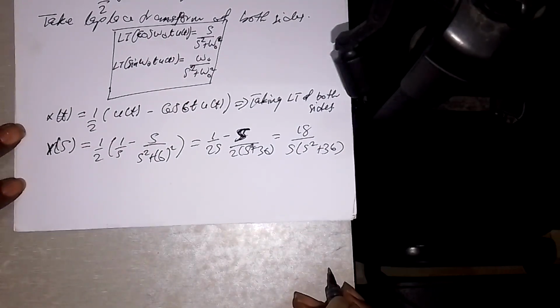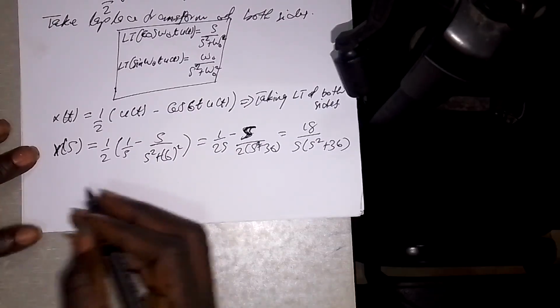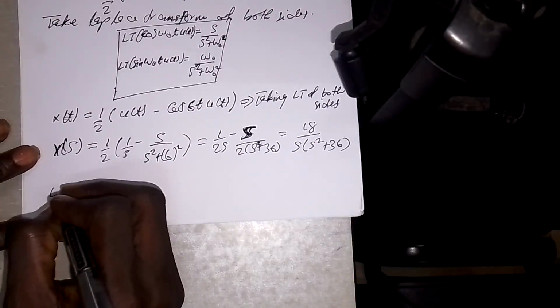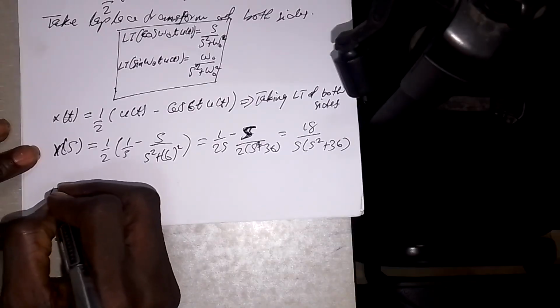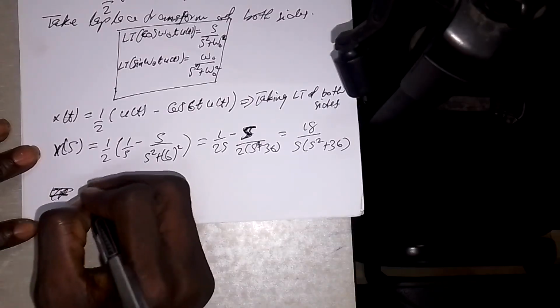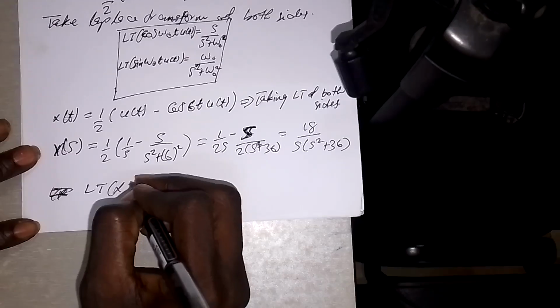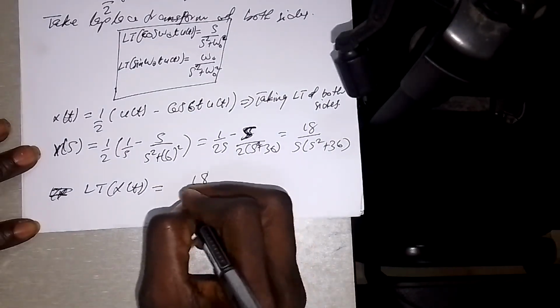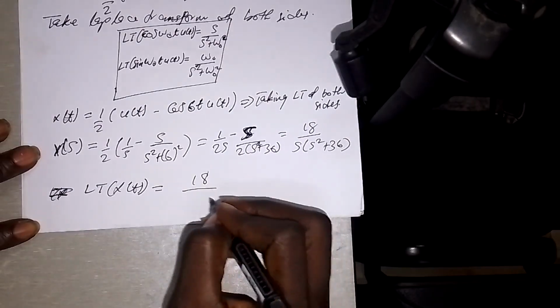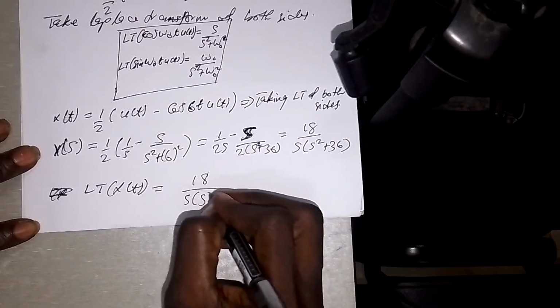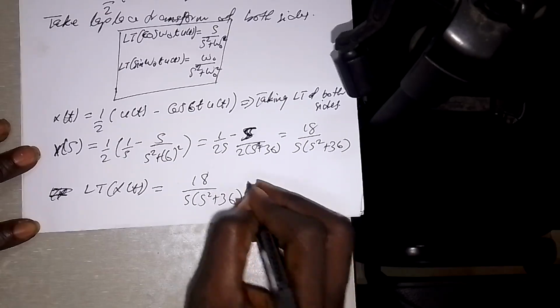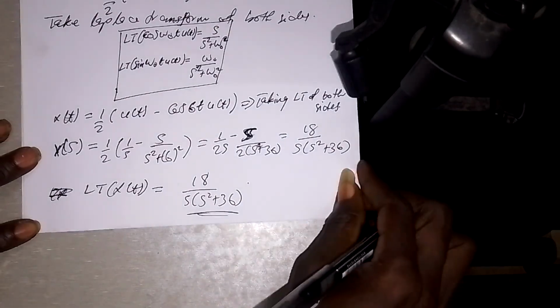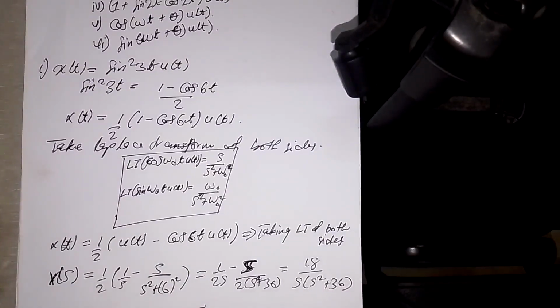So now what I can say is that the Laplace transform of x of t with respect to this function is going to be 18 over s into s squared plus 36. All right, so this is the answer for this one. So let's go to the next one.